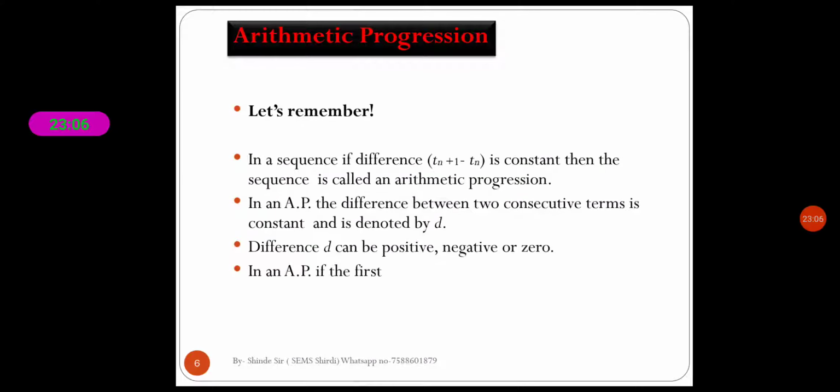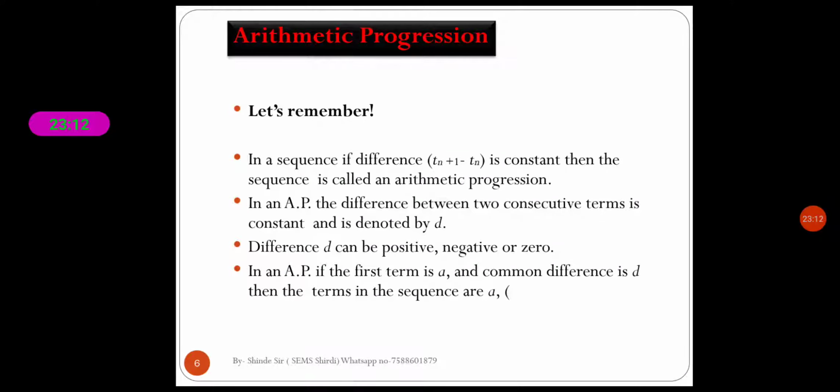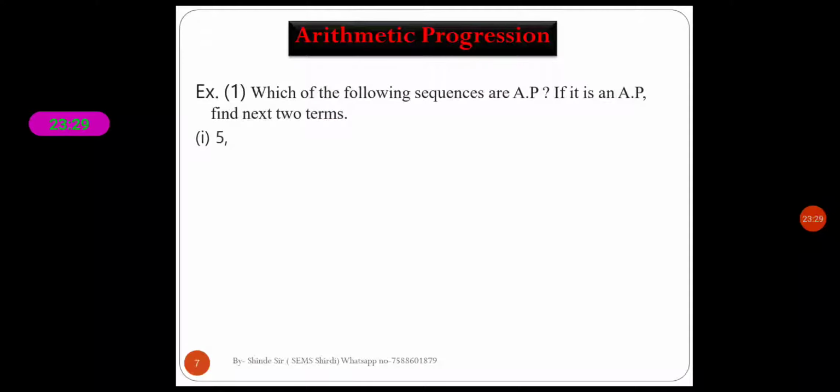In an AP, if the first term is A and the common difference is D, then the terms in the sequence are A, A plus D, A plus 2D, A plus 3D, A plus 4D and so on. Okay. Now we see the examples. First we check whether the given sequence is an AP or not, and if it is an AP, then find the next two terms.